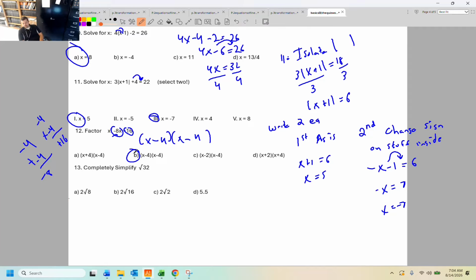completely simplify the square root of 32. So there's lots of ways of doing this. You can do things the long way, or you can do things the short way, and I prefer the short way. I know that the square root of 32 is the square root of 16 times the square root of 2, because 16 times 2 is 32, children. Multiplication tables. Well, actually, that's not the multiplication tables you memorize, but multiplication. And the square root of 16 is 4. 4 root 2, which isn't a choice on here.